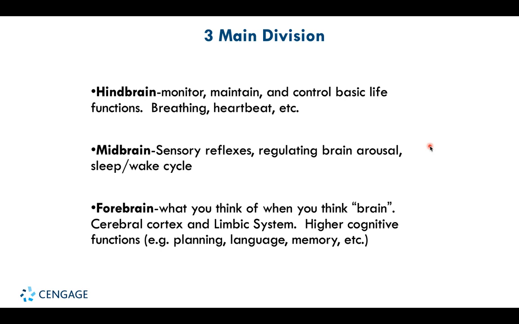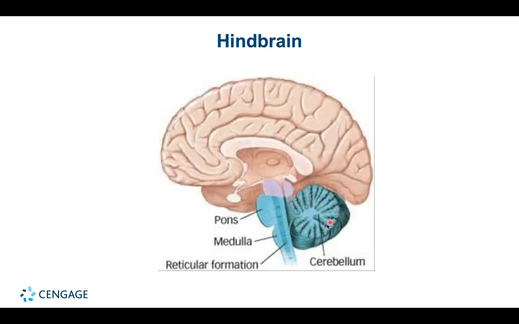Now, the forebrain is further divided into the cerebral cortex and the limbic system. We'll get into those divisions later. So, like I said, the hindbrain sits at the base of the brain where it connects to the spinal column. You'll often hear this called the brain stem or something like that. It's made up of four major structures: the pons, the medulla, the reticular formation, and the cerebellum.